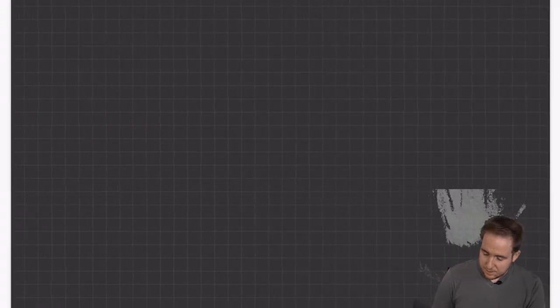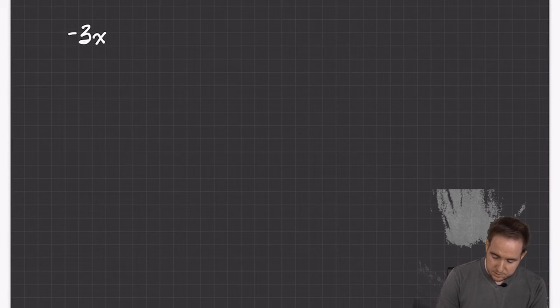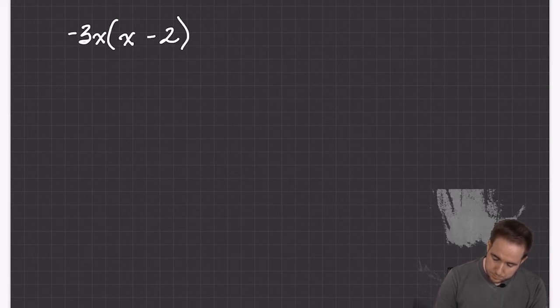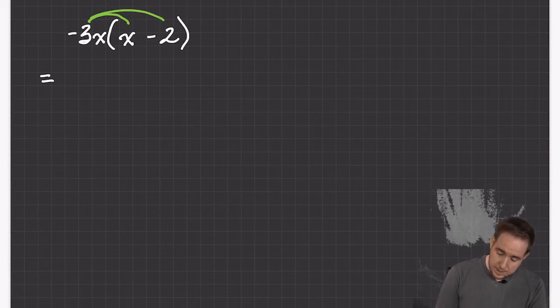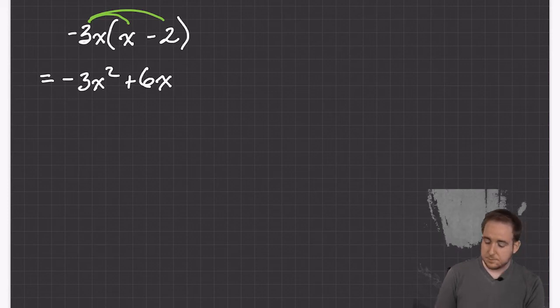And the last thing that I will say before moving on to the next is what happens if one of these numbers is negative. So if you're doing distributive property questions like this, negative 3x, x minus 2, when you go to distribute, then the signs will change. So negative 3x squared, negative times a negative is a positive, 2 times 3 is 6x.